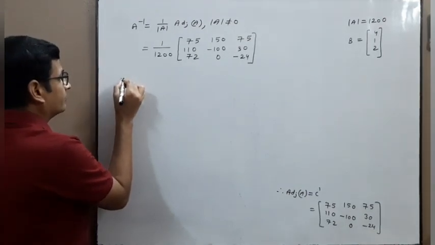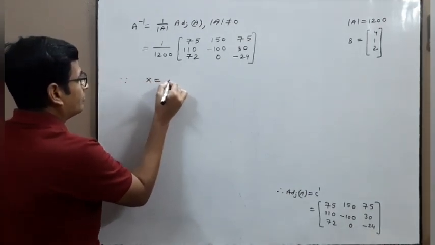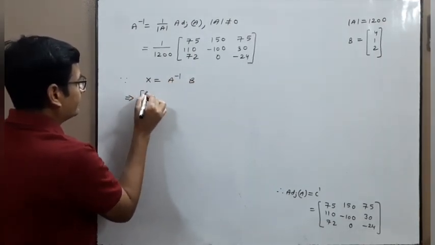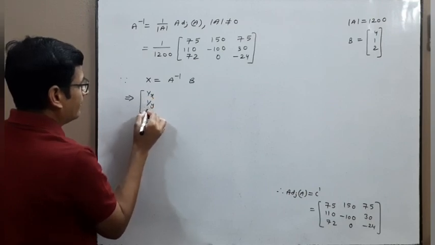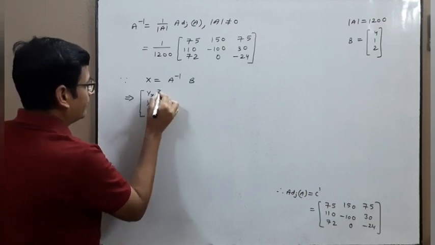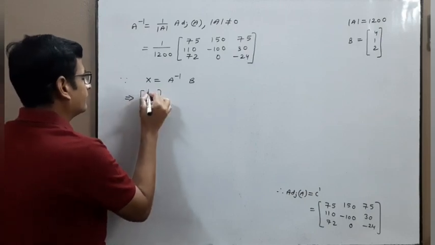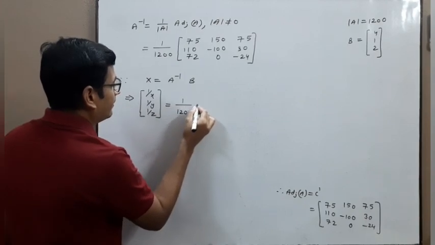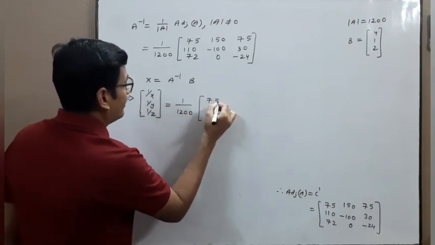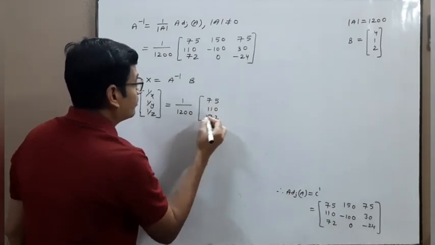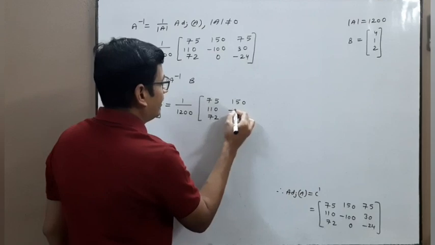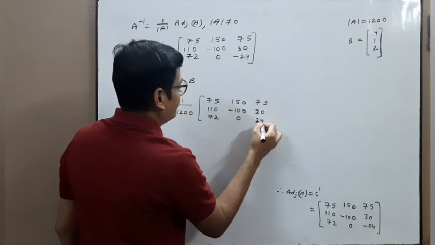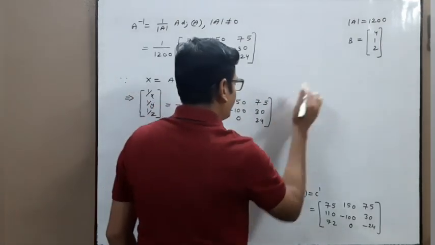Now X equal to A inverse B. X means 1 upon x, 1 upon y, 1 upon z is equal to A inverse, 1 upon 1200, times the matrix 75, 110, 72; 150, minus 100, 0; 75, 30, minus 24, into matrix B, which is 4, 1, 2.